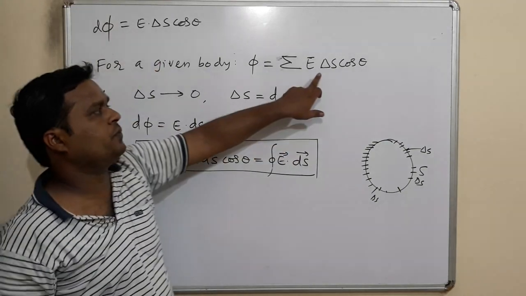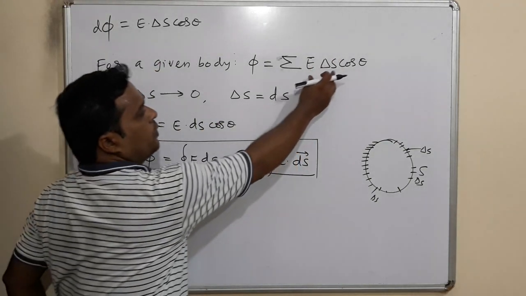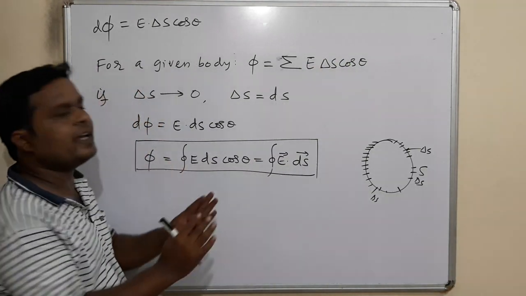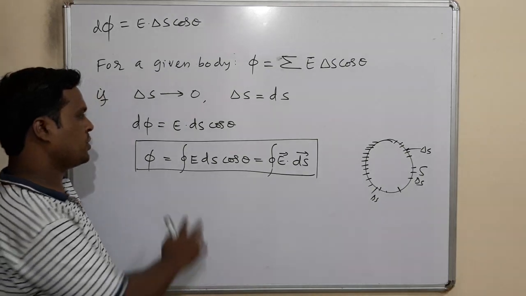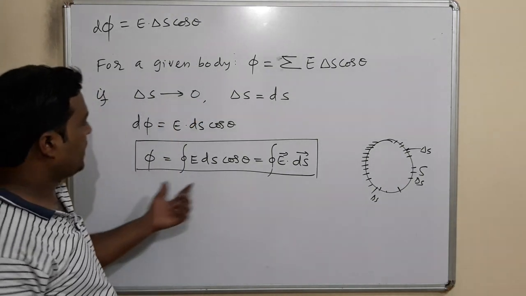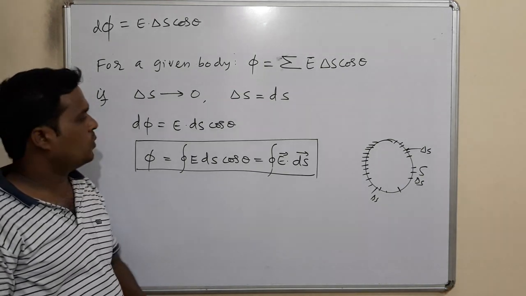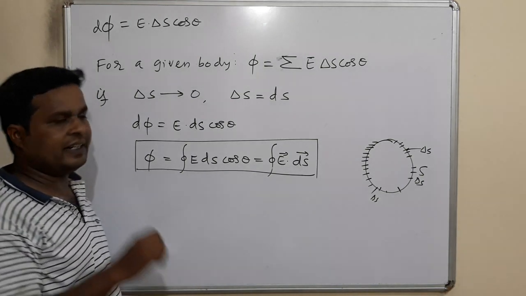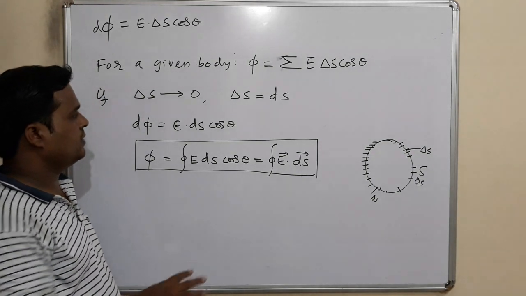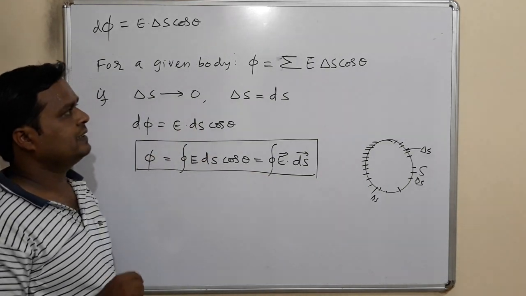Or you can use this formula. If area is divided into very small portions, so that delta S tends to 0, then phi will be given by this formula. Okay, this is about electric flux, its definition, formula, units and dimensions. Using this formula you can calculate electric flux.